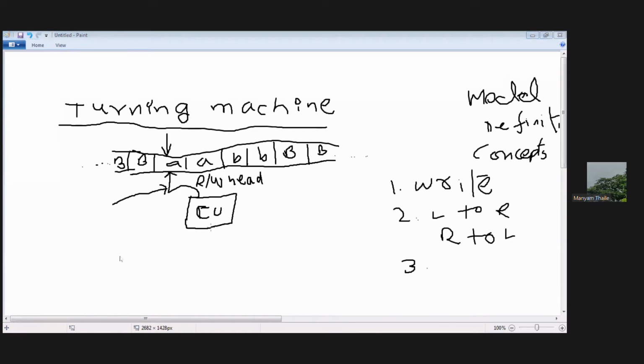Now next is the control unit. What is the control unit? It is a set of a finite number of states. So this is the model of the Turing machine. It has three components: input tape, read write head, and control unit. So this is about the Turing machine. Now we will see the mathematical definition of the Turing machine.